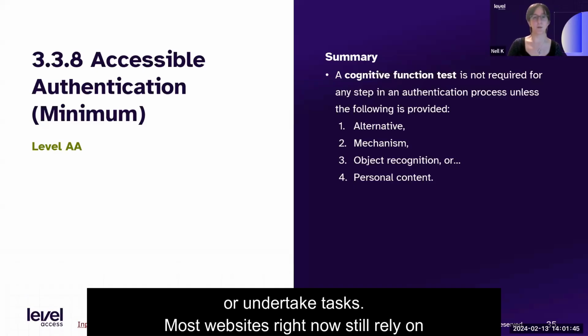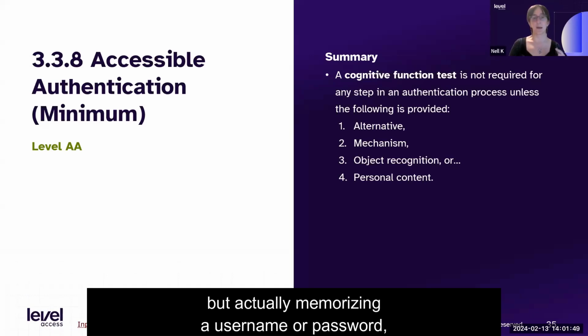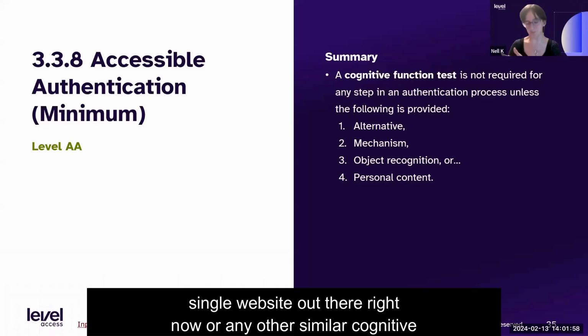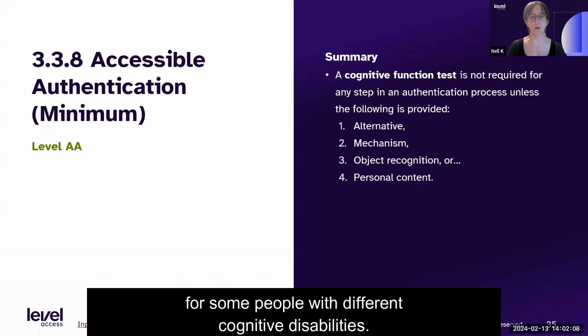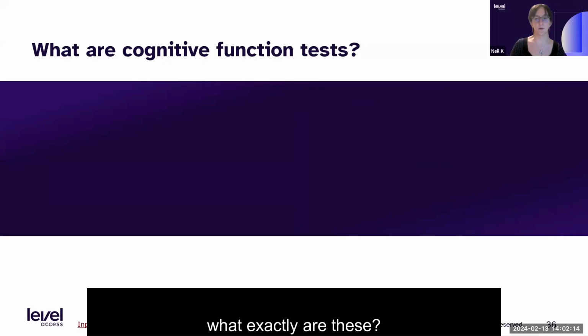Most websites right now still rely on usernames and passwords for logging in, but actually memorizing a username or password, especially when we're asked to have different usernames and passwords for every single website out there right now, or any other similar cognitive function test, can really place a very high, or in some cases, impossible burden for some people with different cognitive disabilities. So when we talk about cognitive function tests, what exactly are these?